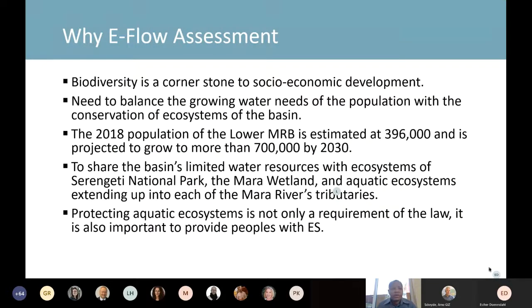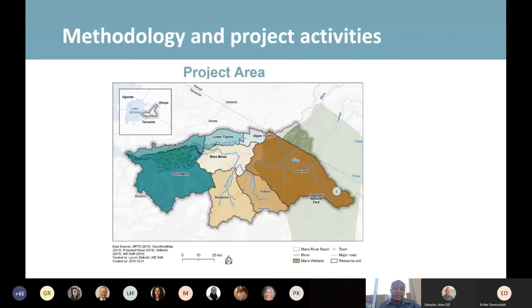We conducted the environmental flow assessment in order to ensure that biodiversity is considered in all socio-economic development, and to balance the growing water needs based on the growing population. As of 2018, we had close to 400,000 people in the basin, and they are projected to double by 2030. The water resource will need to be shared amongst the two countries, Kenya and Tanzania, and yet we will need to protect the aquatic ecosystem, as a legislative requirement in the two countries, and of course to support ecosystem services in the region.